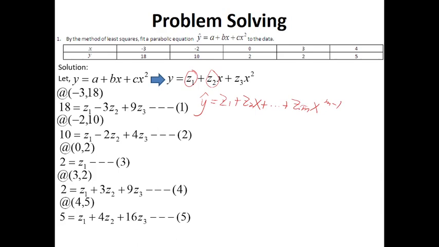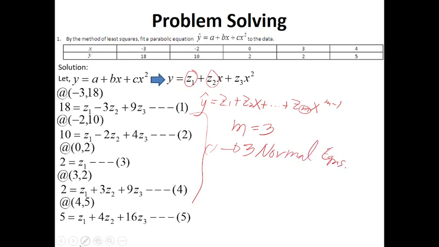So, sabihin yan, kung ilan yung parameters dito sa given equation, okay, yun din yung m natin. Okay, the number of normal equations. So, we have m equals 3. Okay. So, these 5 linear equations will be converted to 3 normal equations. Okay. So, we proceed.